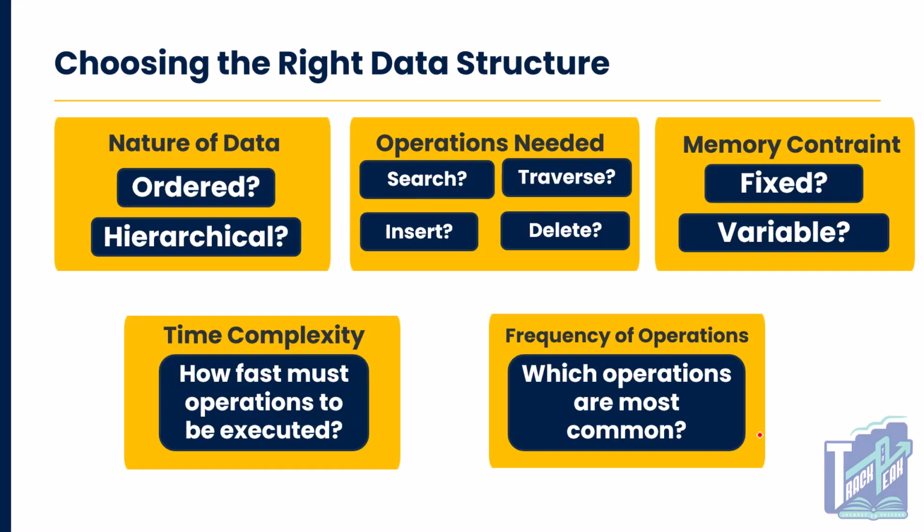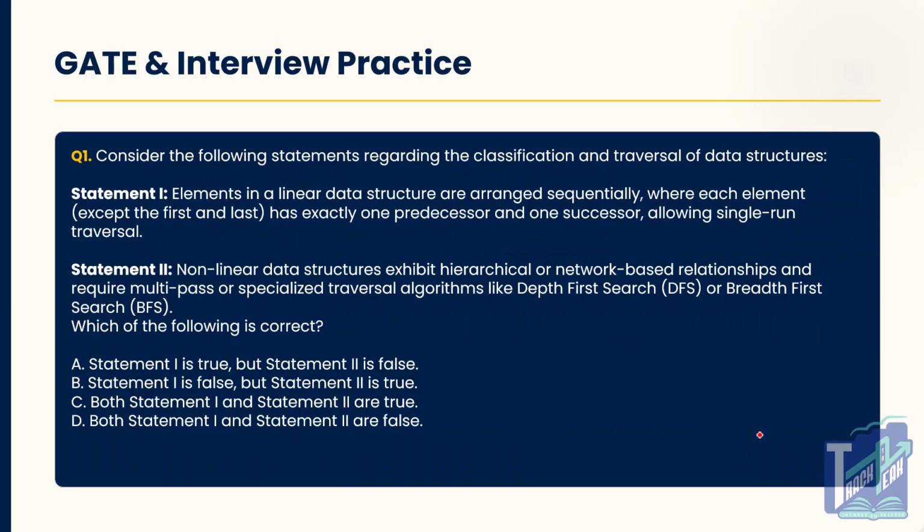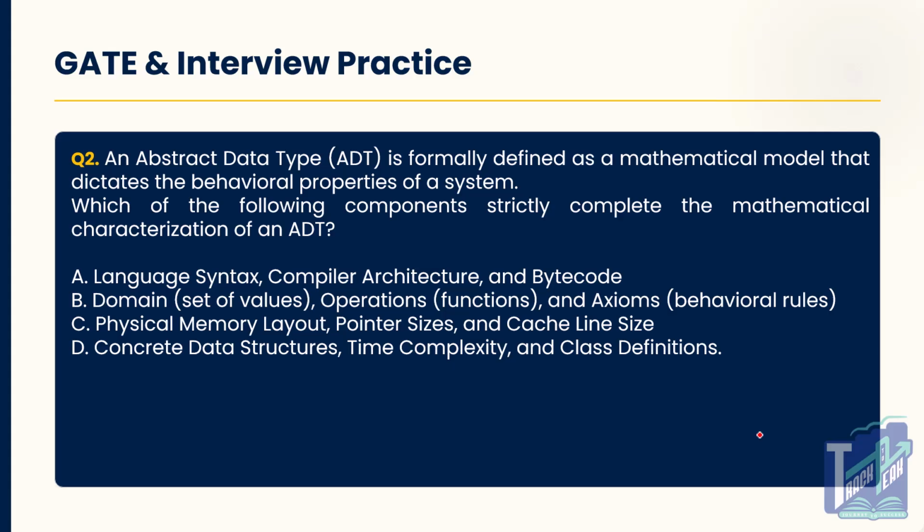So these are the introduction and overview parts. Based on these, here we displayed two questions. Question number 1, consider the following statement regarding the classification and traversal of data structure. Kindly read these questions and try to answer and post your answers in the comments. And question 2 also, we have: an abstract data type is formally defined as a mathematical model that dictates the behavioral properties of a system. So carefully look at the options and choose the correct answer and post it in the comments.